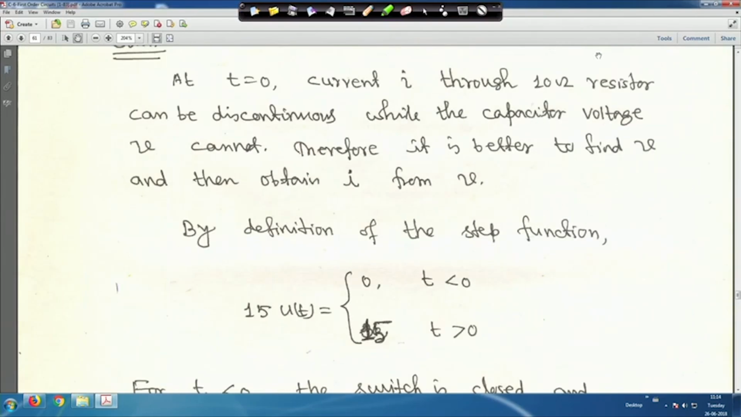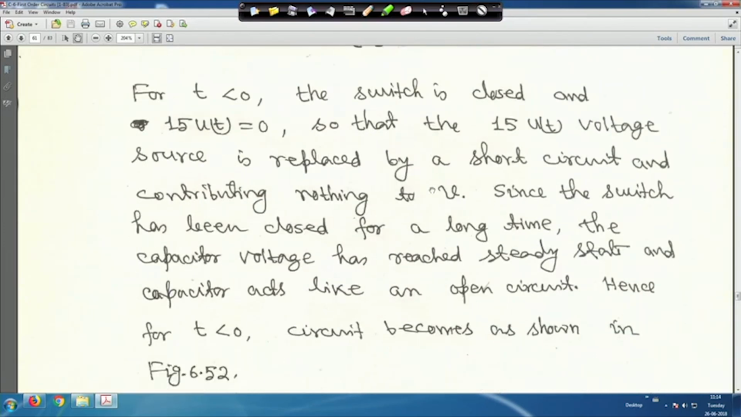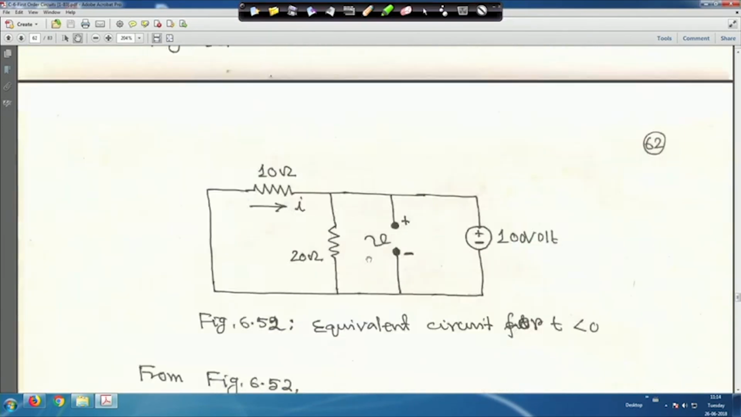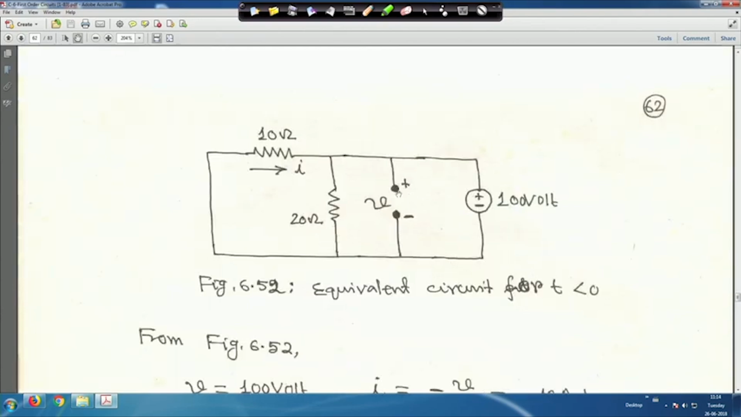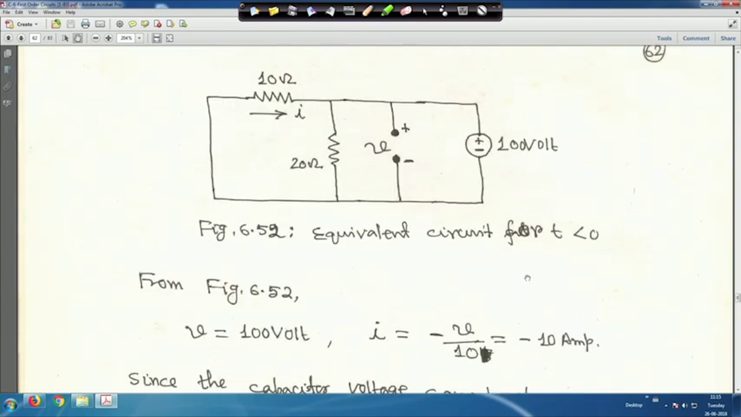Everything I said is explained here, it is 15. In this case the circuit will be like this. The capacitor will act as an open circuit, this is I, the 10 ohm and 20 ohm are in parallel, and this is 100 volt. So V at 0 minus is equal to 100 volt and I will be equal to minus V by 10, that is minus 10 ampere.